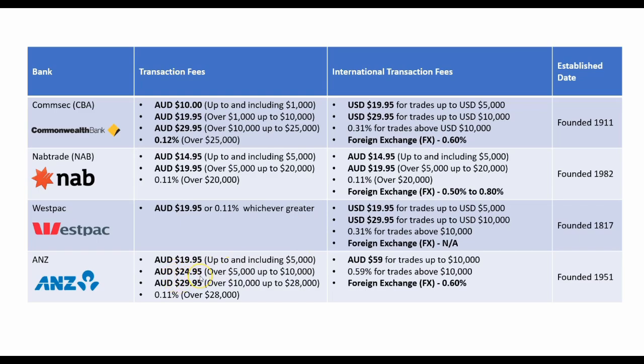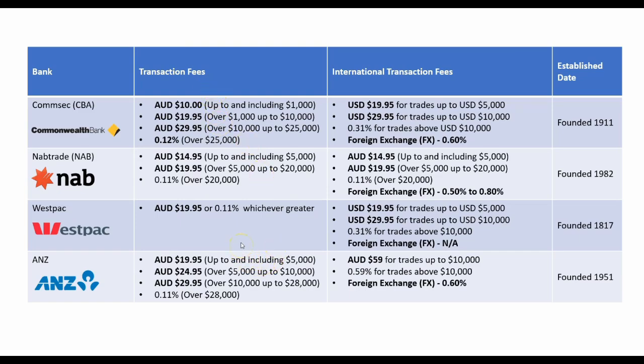And then you've got $25 for $5,000 to $10,000. And then last but not least, you've got $30 for up to $28,000 and then 0.11% for anything above. So if you put all of these to compare to each other, they're quite competitive and they're quite similar.